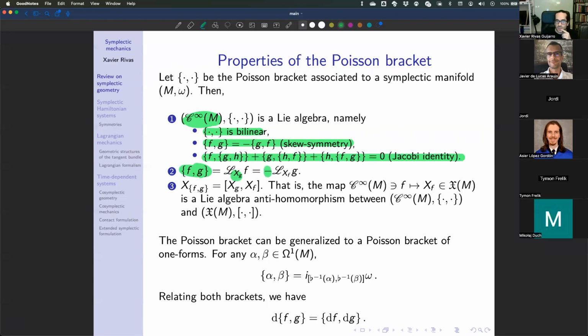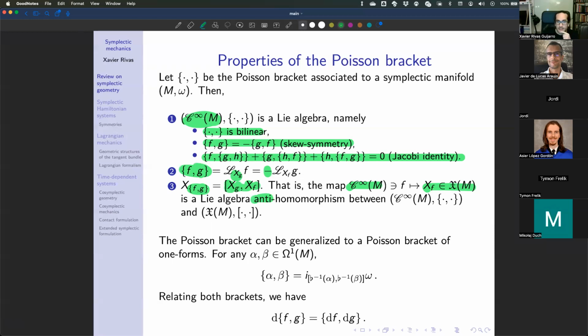And also, this Poisson bracket allows us to define an anti-homomorphism of Lie algebras relating the functions and their Hamiltonian vector fields. As you see, the Hamiltonian vector field of the Poisson bracket of two functions is just the Lie bracket of the two Hamiltonian vector fields reversed. That's why it's said that it is an anti-homomorphism, because they are reversed.